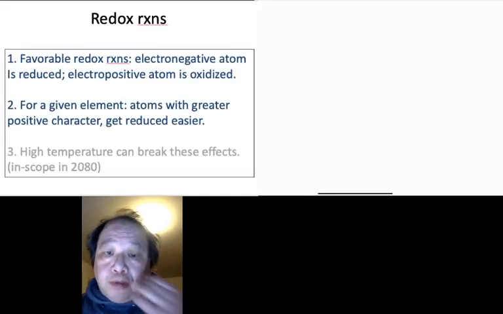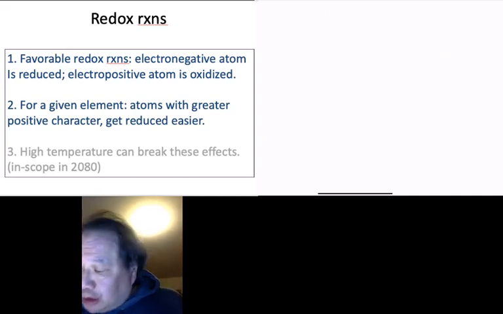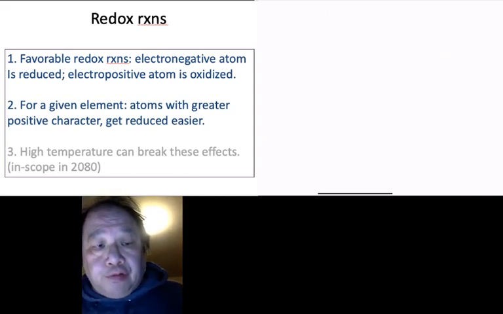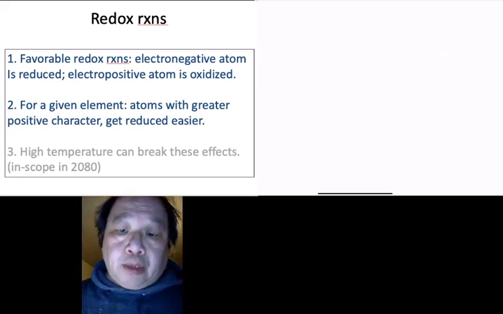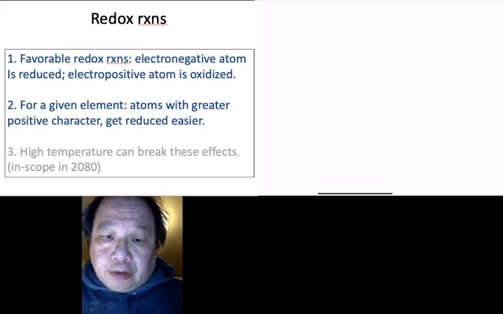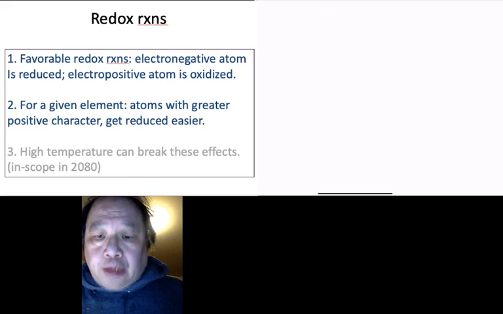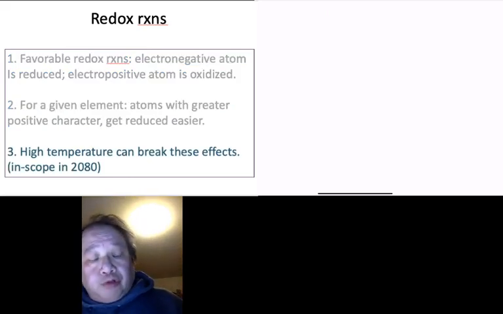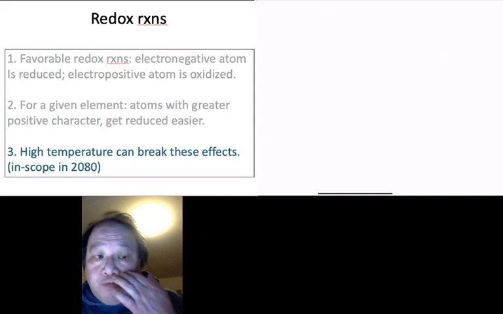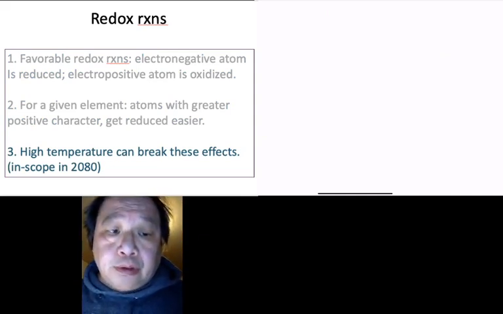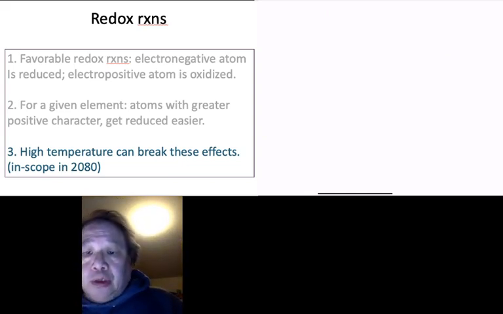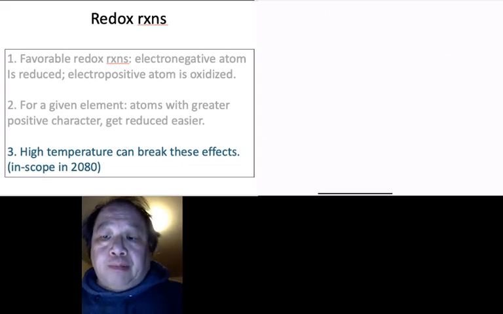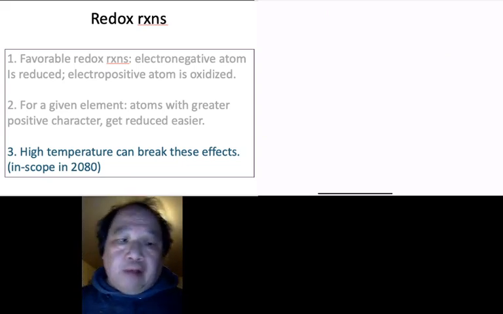In the last clip, we saw that the two factors most responsible for the favorableness of redox reactions are the electronegativity of the atoms involved and the positive character. Electronegative atoms want to get reduced. Atoms that have a lot of positive character want to get reduced. I should give you the caveat that, as you'll learn if you go on to Chem 2080, these effects can be broken at high temperature. It is possible that at high temperature, the electronegative atom, instead of getting reduced, will get oxidized. We don't have to go into that.